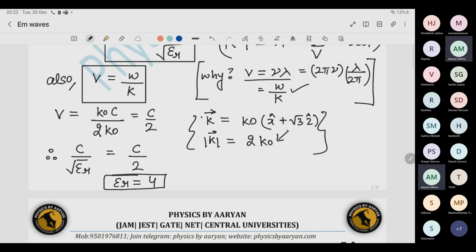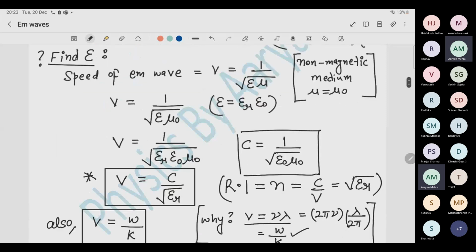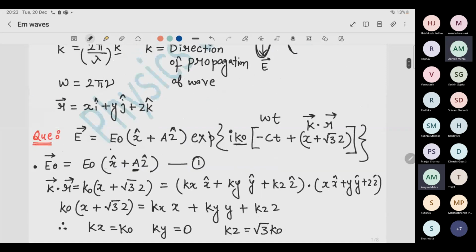Okay, so is it clear? Magnitude should be 2k naught. Everyone clear? Everyone with me? Yes, sir. Yes, ma'am. Okay. So k is 2k naught. But now let's go and see what is omega. So omega is c into k naught, right? C into k naught. Is it or not? Yes, sir. Because if I compare this with omega t, it becomes c into k naught.